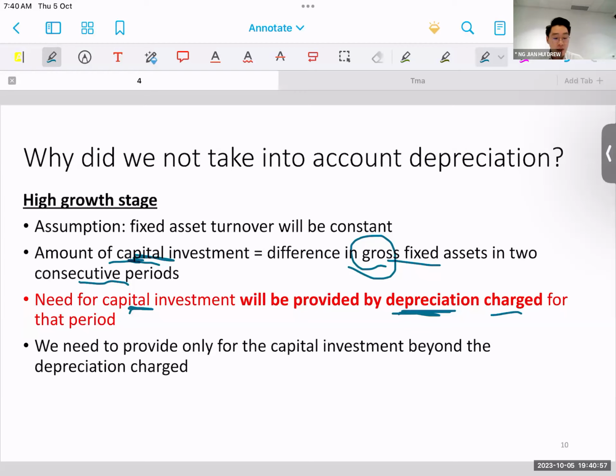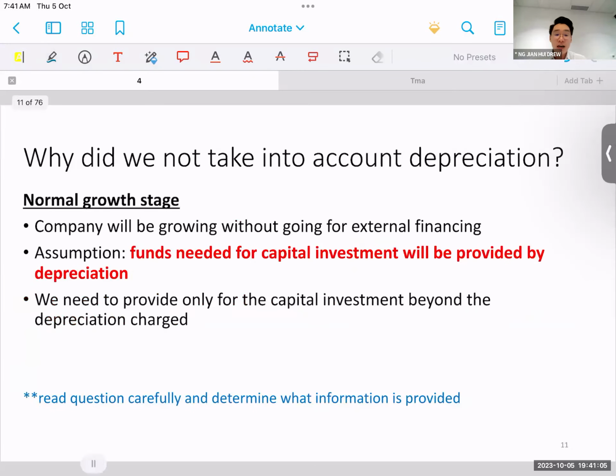So in this case, you only need to provide for capital investment beyond the depreciation charge, right? Another explanation, in case this is a normal growth stage, it's the same thing, right? The assumption is that the fund needed for capital expenditure will be provided by the depreciation. So in this sense, again, it's the same.